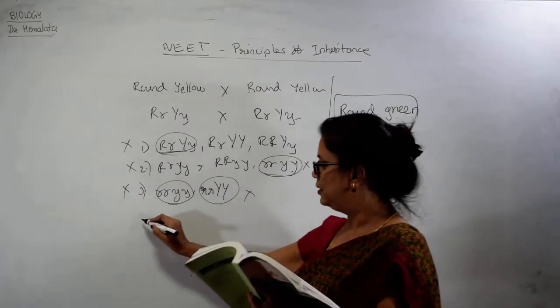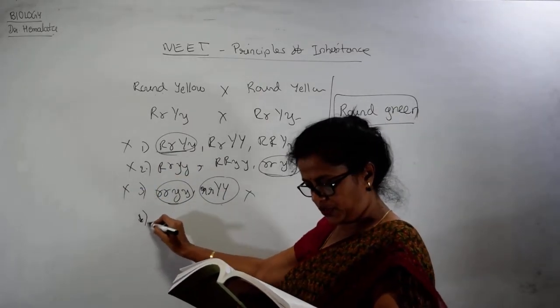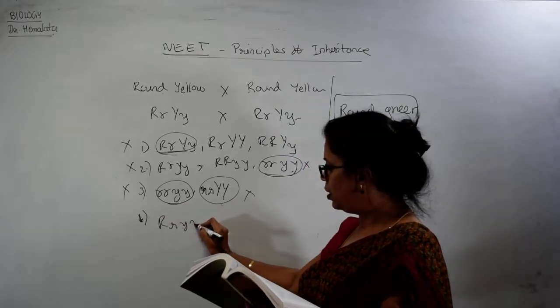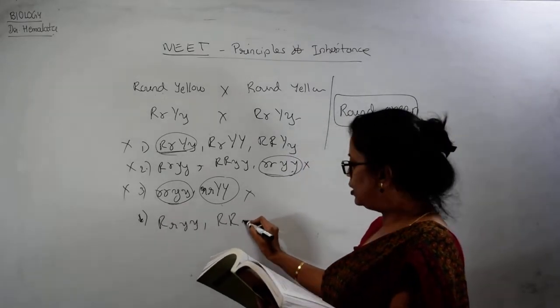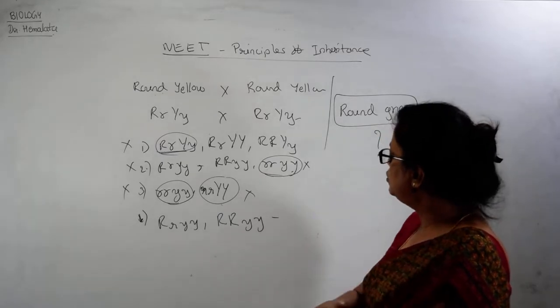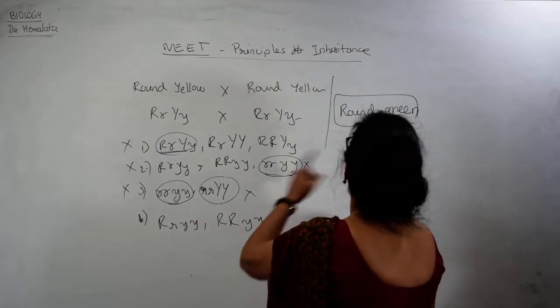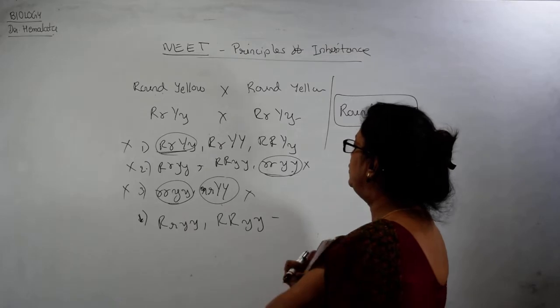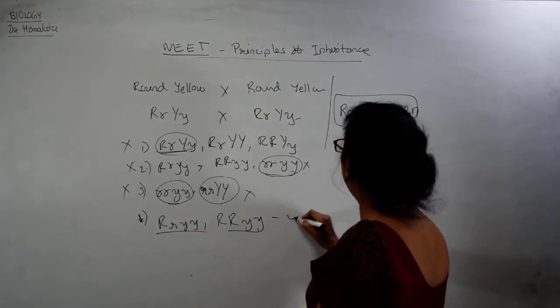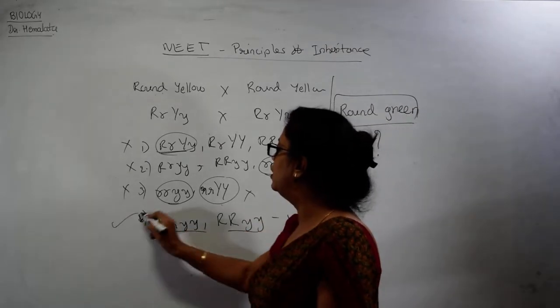The last option they have given is the D option. The fourth option, capital R, small y, small y; capital R, small y, small y. So this is round and green. This is also round and green. Therefore, both are round and green. Therefore, this is the right answer for the question.